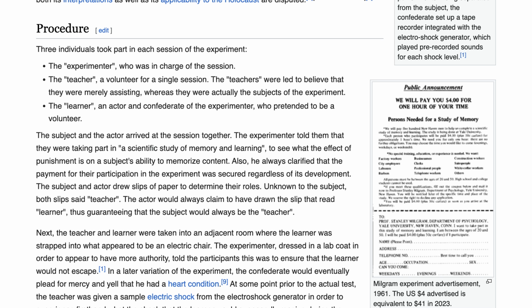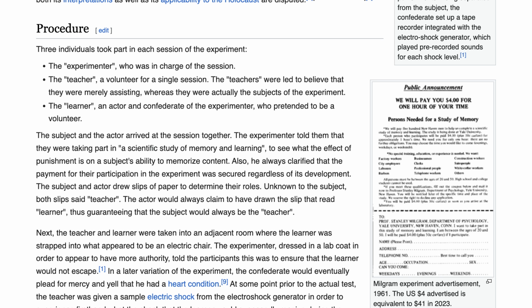The actor would always claim to have drawn the slip that read learner, thus guaranteeing that the subject would always be the teacher. Next, the teacher and learner were taken into an adjacent room where the learner was strapped into what appeared to be an electric chair. The experimenter, dressed in a lab coat in order to appear to have more authority, told the participants this was to ensure that the learner would not escape.